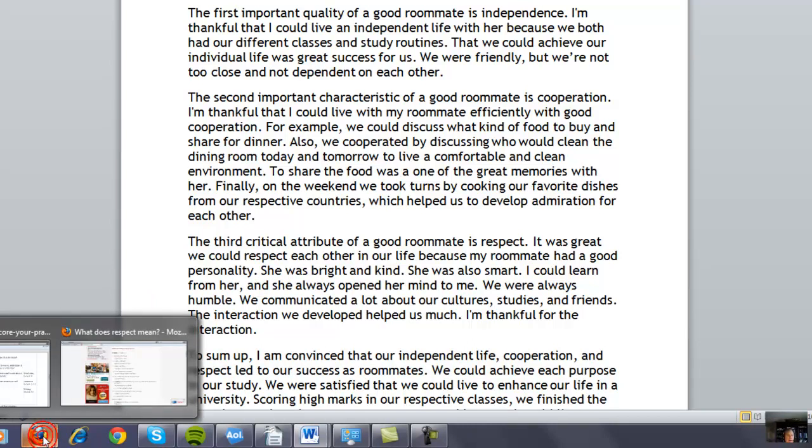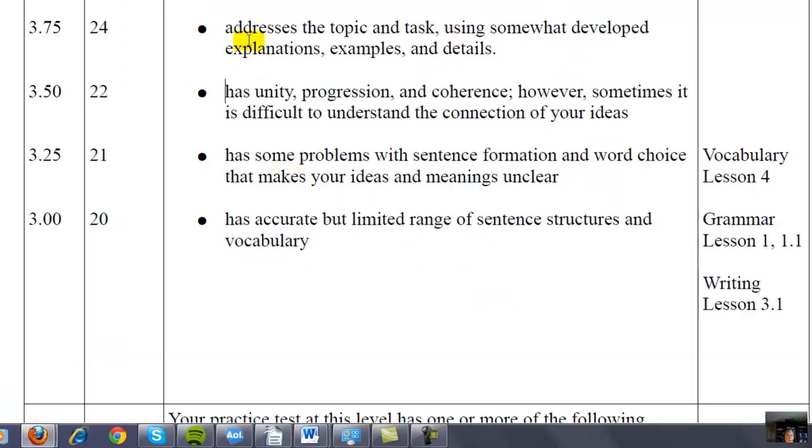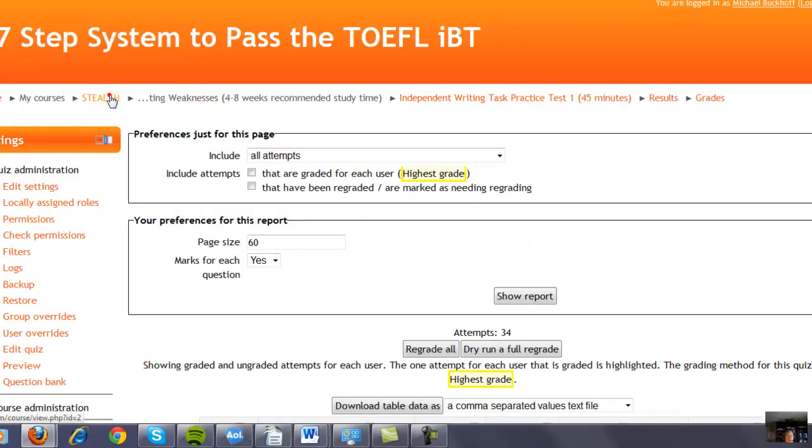Okay, so let's go back to the rubrics. Addresses a topic and task using somewhat developed explanation, examples, and details. Yes. So that's why I gave you the score you did. What I would do is, I can't remember exactly the lesson numbers, but when you go back to my writing section, and maybe here, let me take a look at it really fast here. Hold on a minute.